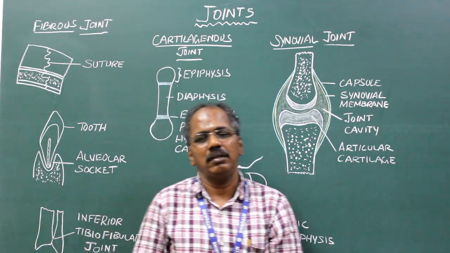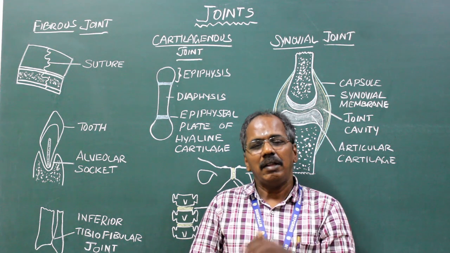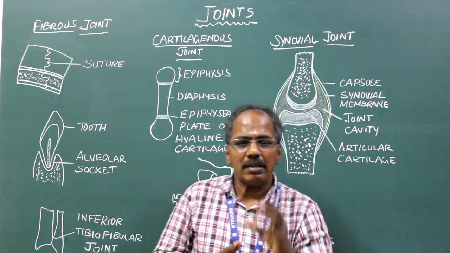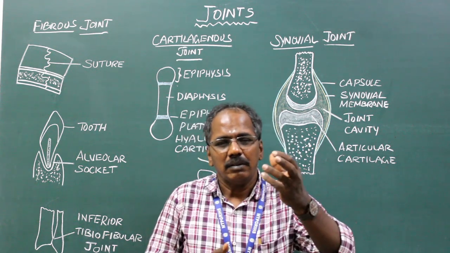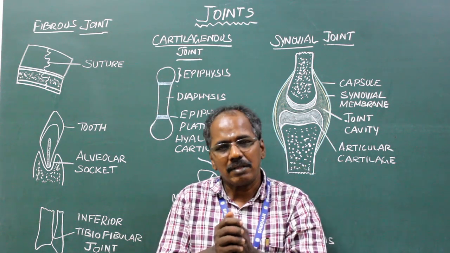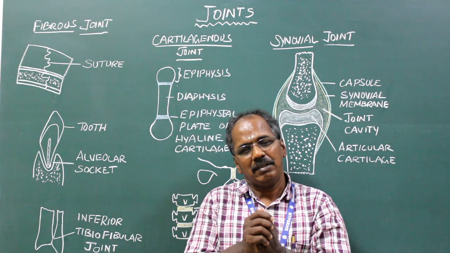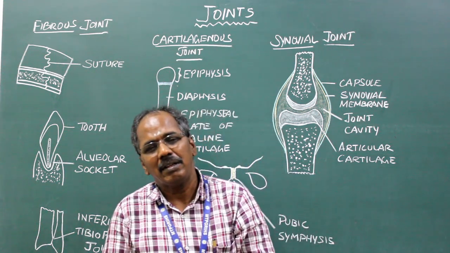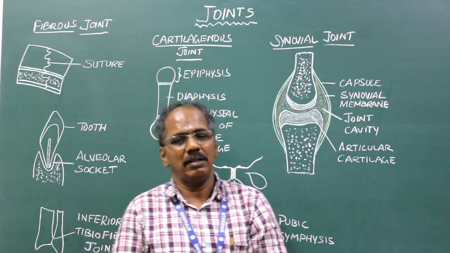Condyloid variety. In this, one of the articular ends is condyle shaped which articulates with a concave surface. Example, temporomandibular joint and knee joint.